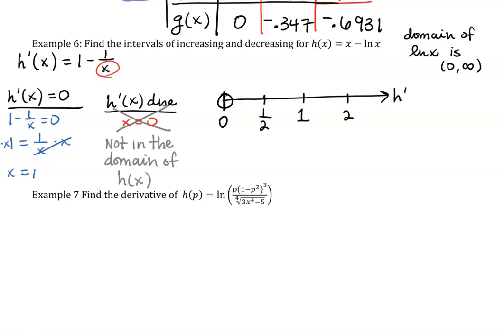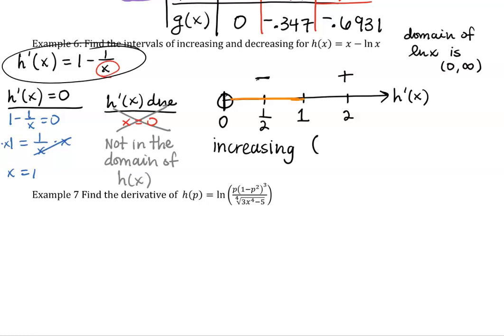And this is a number line for h prime of x. So this is going into this derivative up here. When we plug in 1/2, we're going to get out a negative number. And when we plug in 2, we're going to get out a positive number. So that tells us that this function is increasing from 1 to infinity, because that is positive.